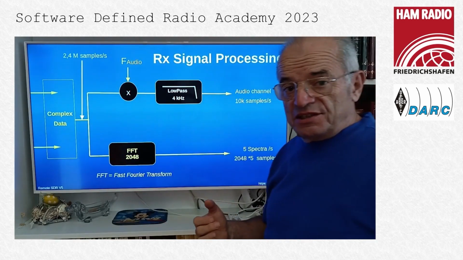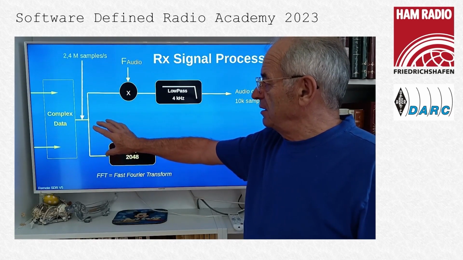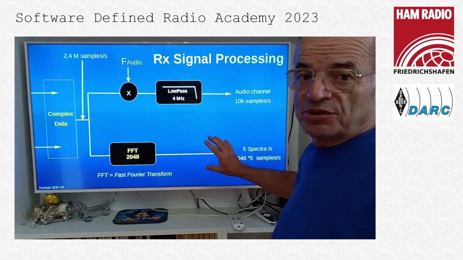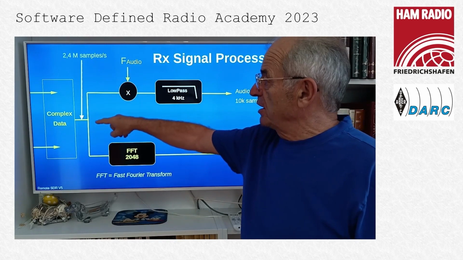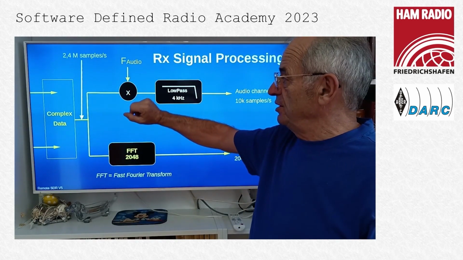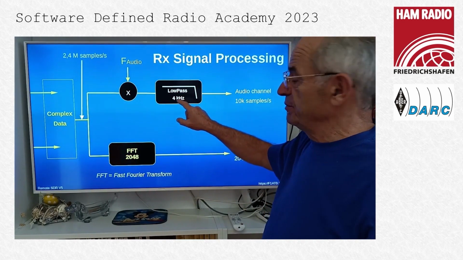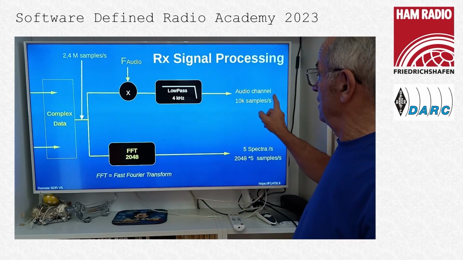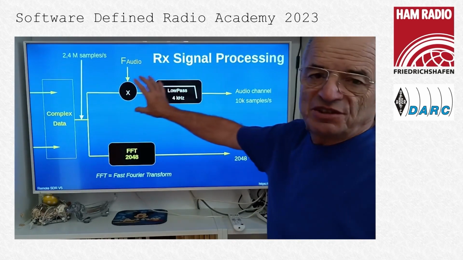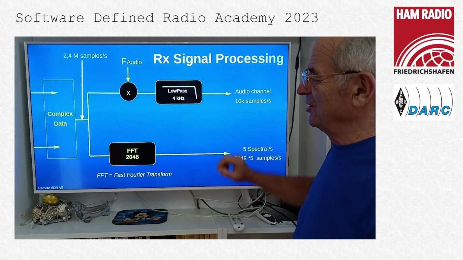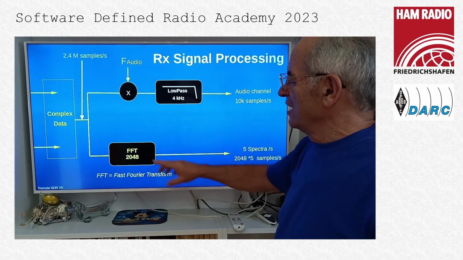So behind the SDR, which provides the complex data, we just saw that, we will separate the signal processing into 2 branches. One branch is dedicated to the audio channels. We multiply the signal by the frequency of the audio we intend to receive. We have a low pass filter to limit the audio band at 4 kilohertz, and you obtain an audio channel of 10 kilo samples per second. It's a very simplified representation of this receiving channel. I have no time to describe it completely.